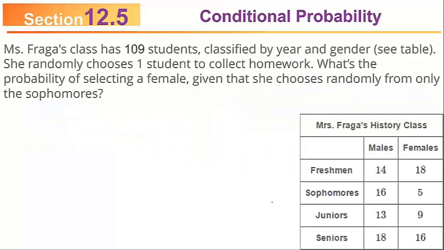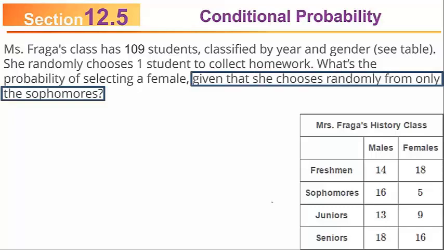How about this one? Mrs. Fraga's class has 109 students classified by year and gender. It's listed in the table below. She randomly chooses one student to collect homework. What's the probability of selecting a female given that she chooses randomly from only the sophomores?